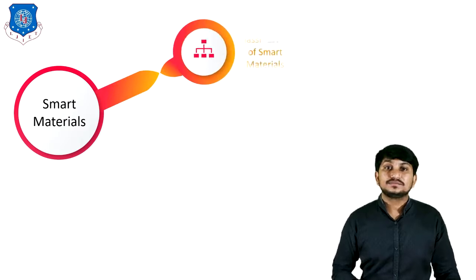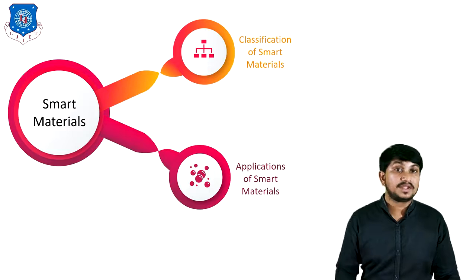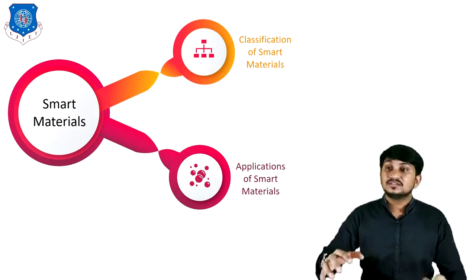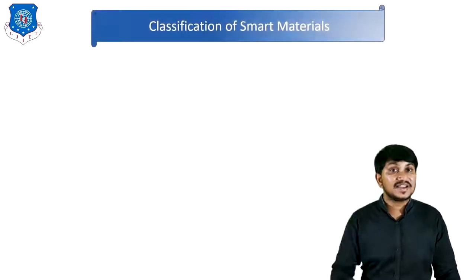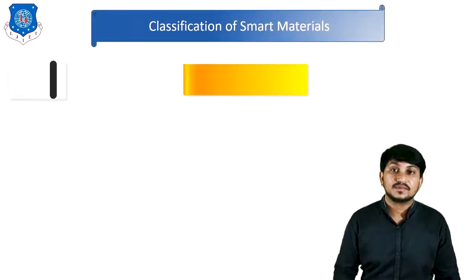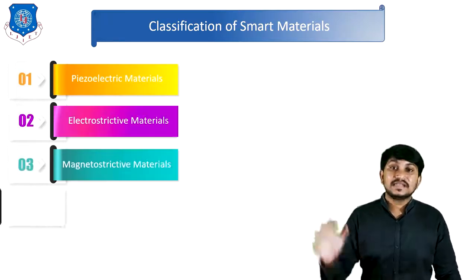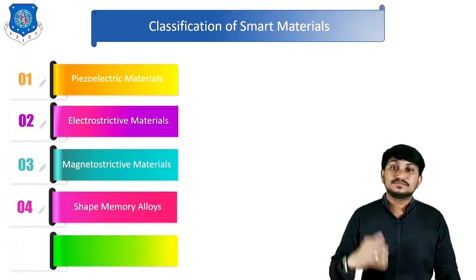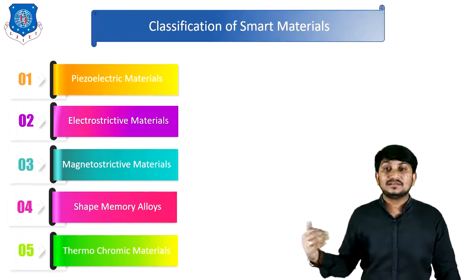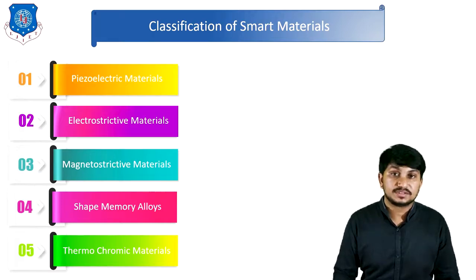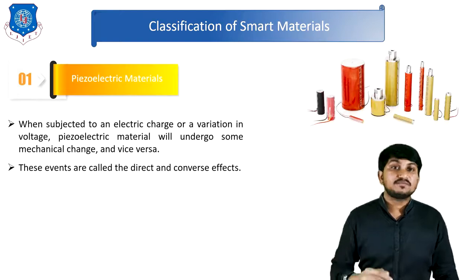Various types of smart materials are there which we will discuss in this topic, and lastly we will discuss the application of these smart materials. Let's discuss the classification of smart materials. First is polymer material, second is electrostrictive material, third is magnetostrictive material, fourth is shape memory alloys, and fifth is thermochromic materials. First type of smart material is piezoelectric materials.